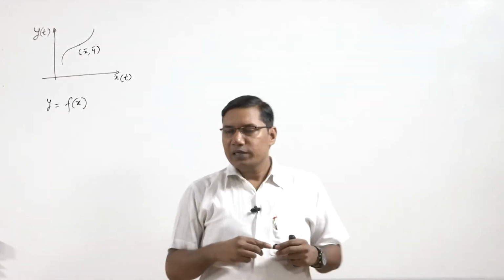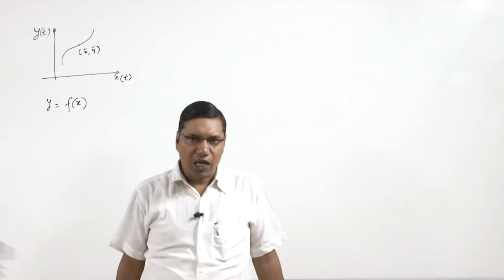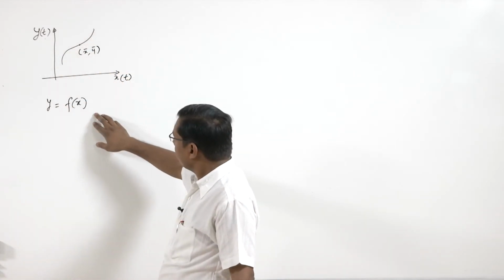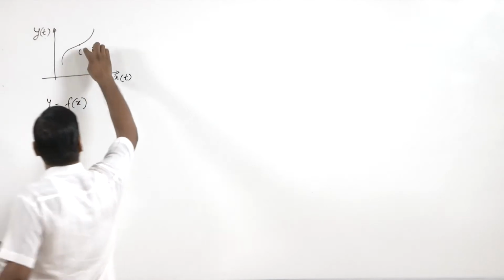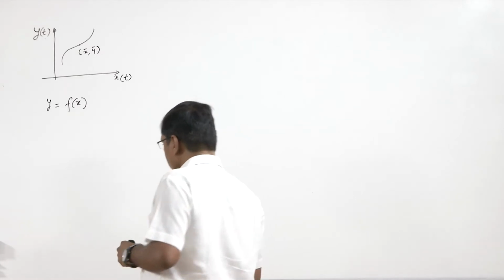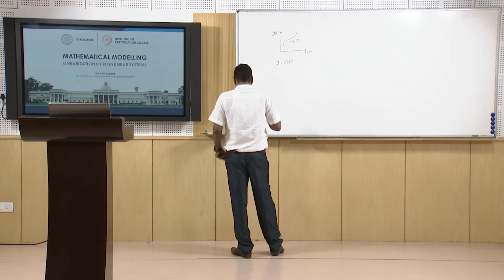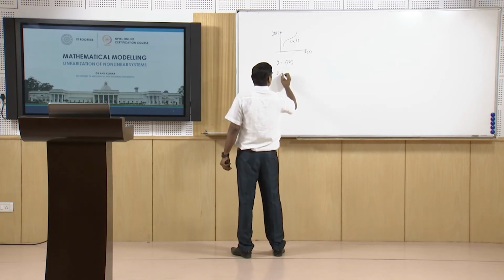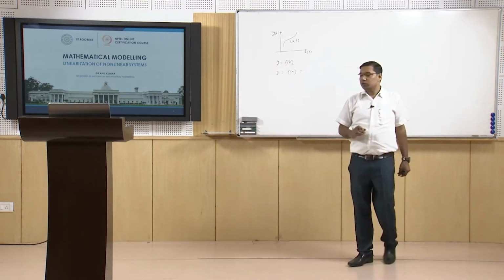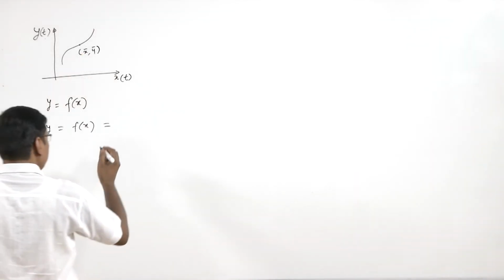So let's take this nonlinear system. Here the input is x(t), the output is y(t), and this is the nonlinear function y equal to f(x). And this is the equilibrium point. The system is operating about this point. So we can write y equal to f(x). We can expand it as a Taylor series about this point.